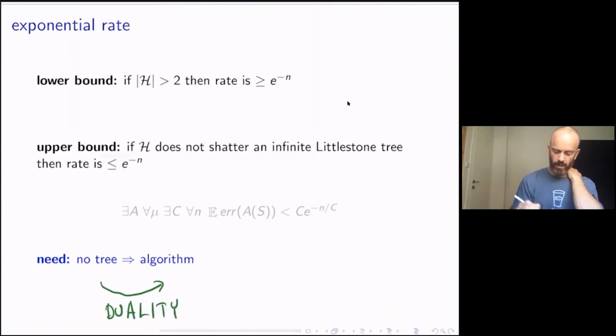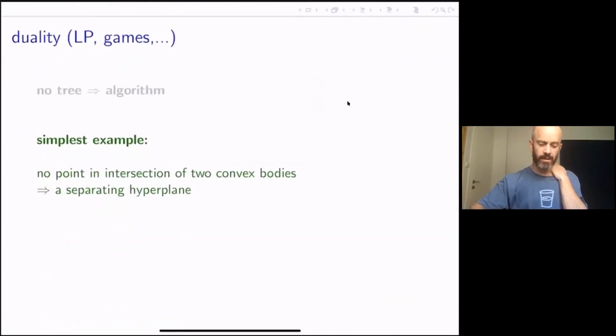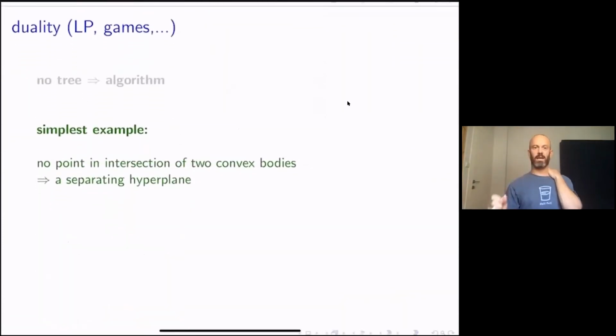So I have one slide on duality. Duality is a very powerful idea. The simplest example of duality is if there are two disjoint convex bodies, meaning that there is no point in their intersection, then there is a separating hyperplane. So there is no point implies there is something else.